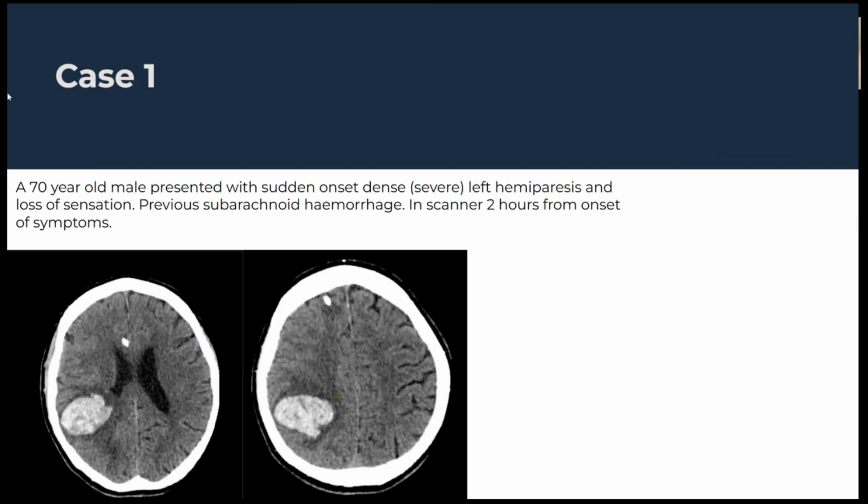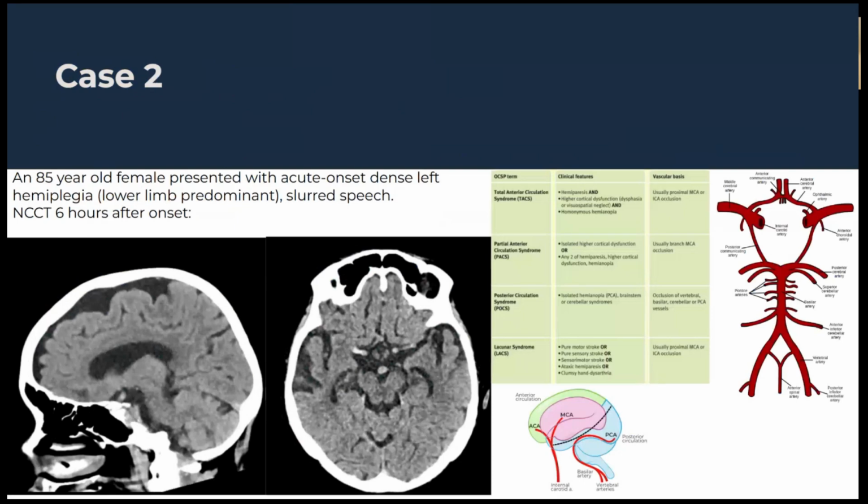Yeah. So right-sided parietal. Right-sided parietal hemorrhage with surrounding edema, and it's been reported as having a bit of a mass effect as well. So I think there is a bit of a midline shift visible there. Good.